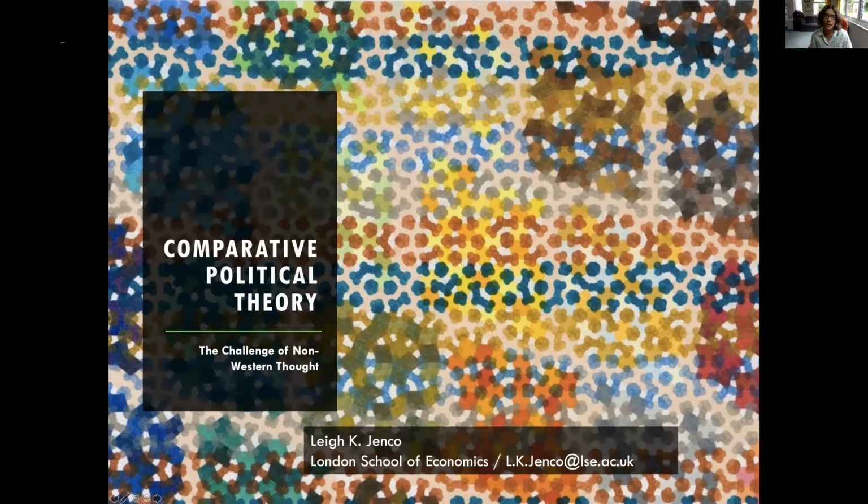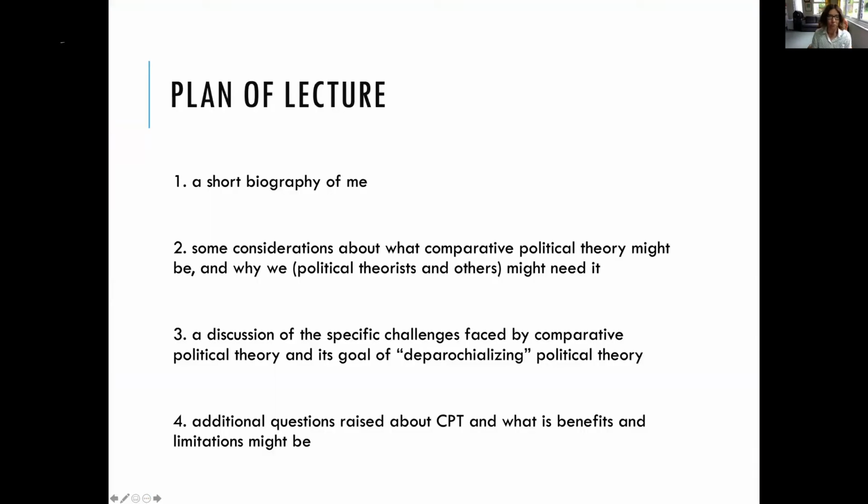So I think in many ways, comparative political theory is trying to deparochialize political theory, in the sense it's trying to take some of these issues away from the centrality of Euro-America and try to think about what a more global political theory might look like.